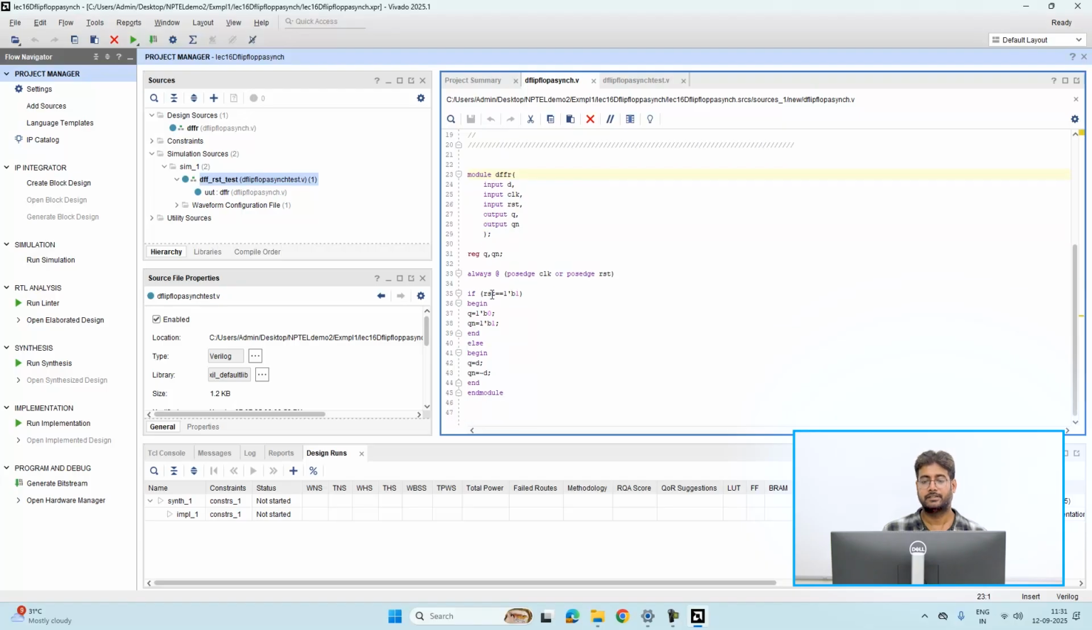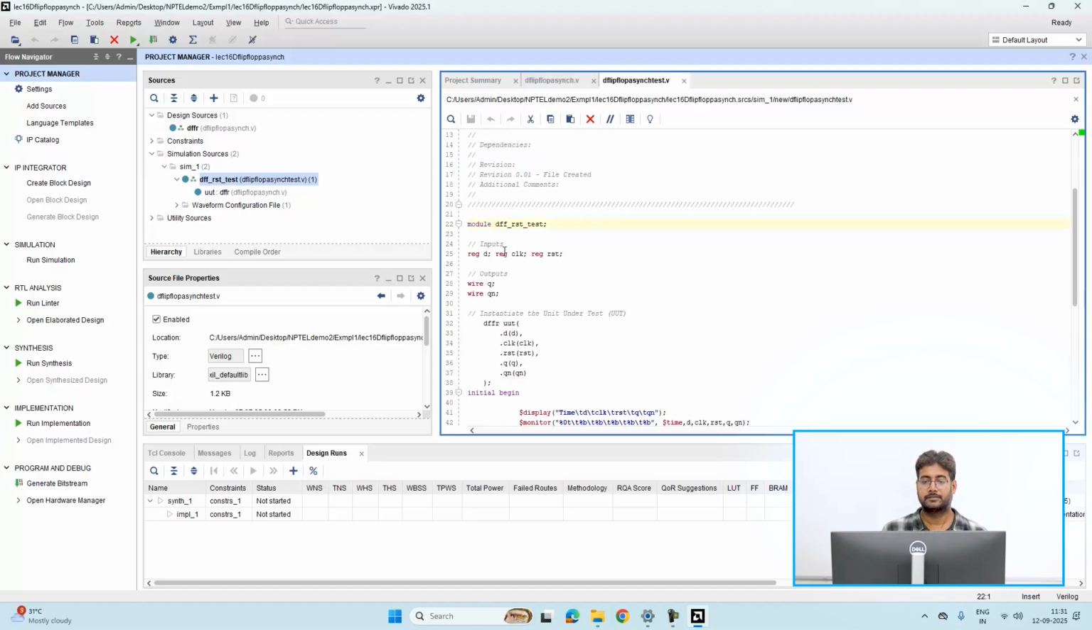list. If reset is 1, Q will be set to 1 bit 0 and Qn to 1 bit 1. Else, it will execute this begin end block, that is the output. Q, which is the output, would be equal to D, that is data, and Qn would be not of D.